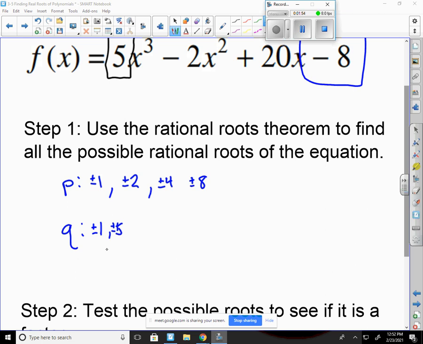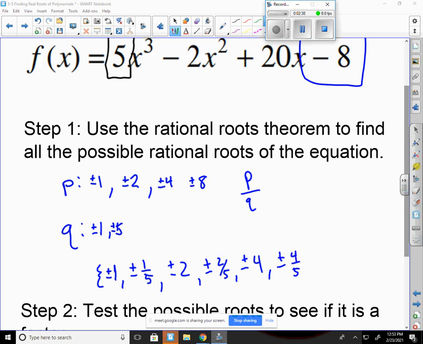So now I need to find my possible roots. So this will just tell me what numbers I need to use. And now I just start working. 1 plus and minus 1 over 1, which is just 1, plus and minus 1 over 5. And you can list these in any order. Plus or minus 2, plus or minus 2 over 5, plus or minus 4. I'm doing 4 over 1. Remember, it's P over Q, plus or minus 4 over 5, plus or minus 8, and plus or minus 8 over 5. Those are all my possible roots.